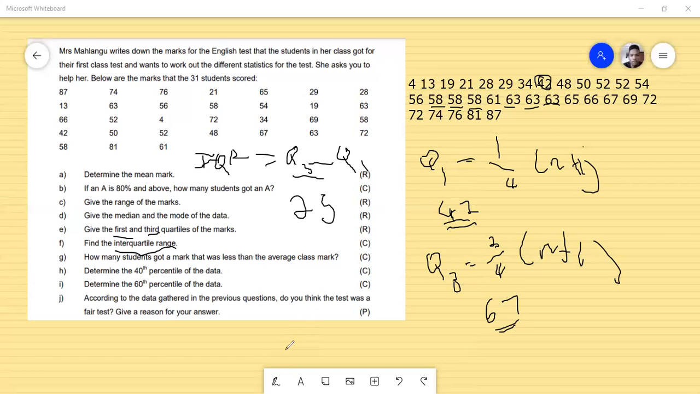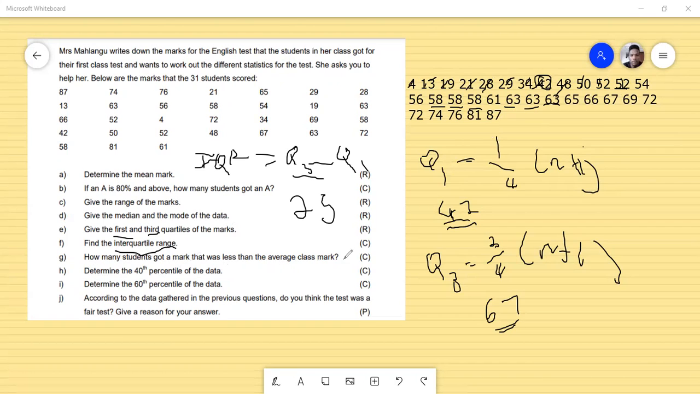Then the next question is asking how many students got a mark that was less than the average class mark. So we know that the average, we said when we were calculating, the average is your mean. We said it was 53.39. So we want the number of students that got below 53, right? So the ones that got below 53. So we have 52. So we'll start counting from here. So it's going to be 1, 2, 3, 4, 5, 6, 7, 8, 9, 10, 11, and 12. So it's going to be 12, right?